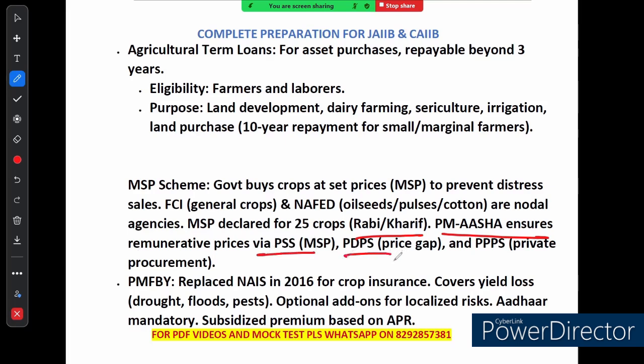There is something called PDPS, that is the price deficiency payment scheme. If the market price is lower than the MSP, the farmer gets paid the difference. And there is something called PPP, that is the private procurement and stockist scheme. So a private company can also help buy crops at a fair price.